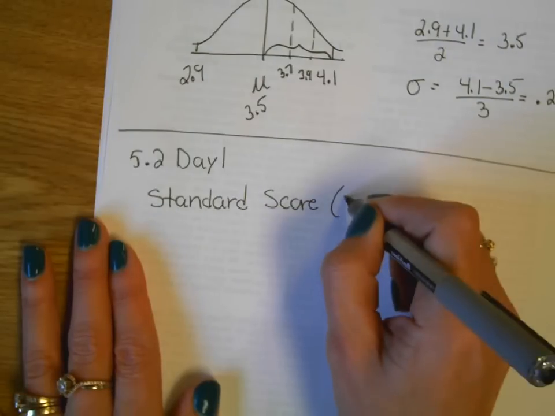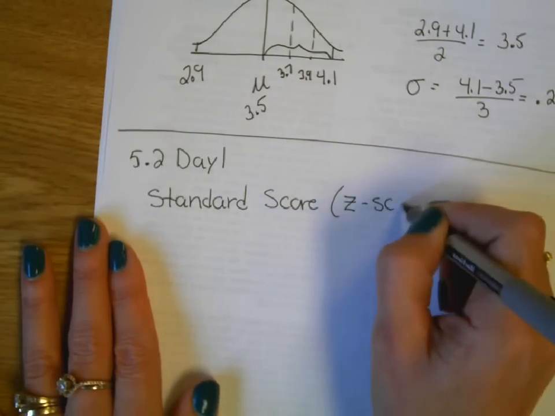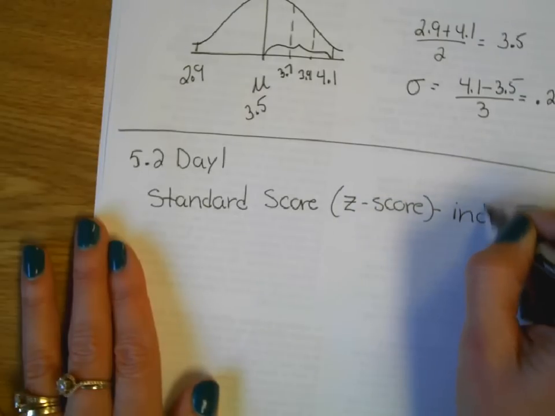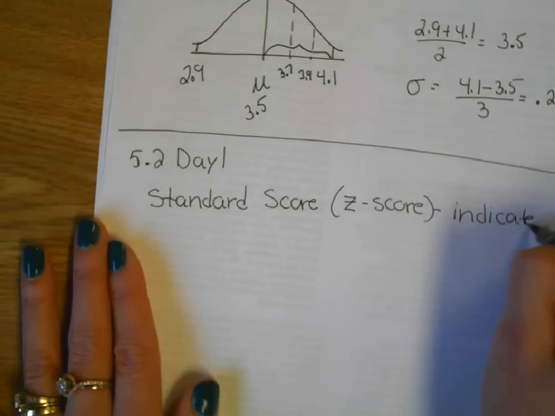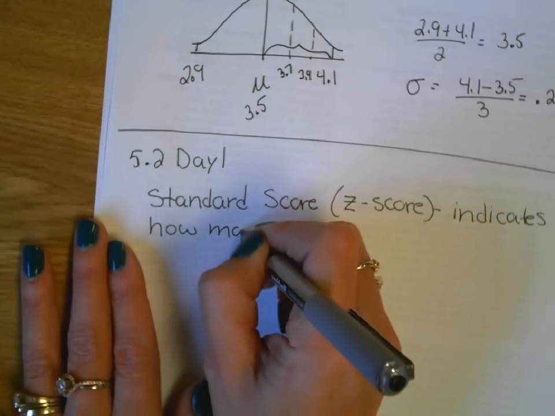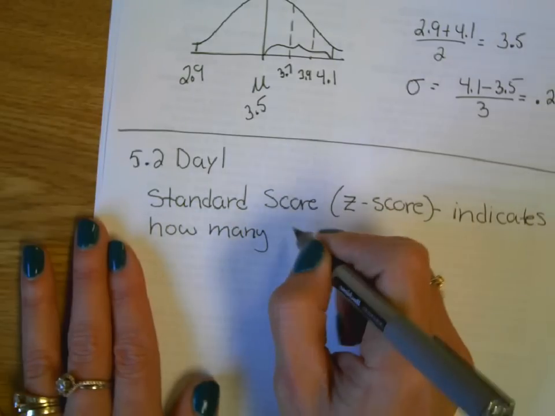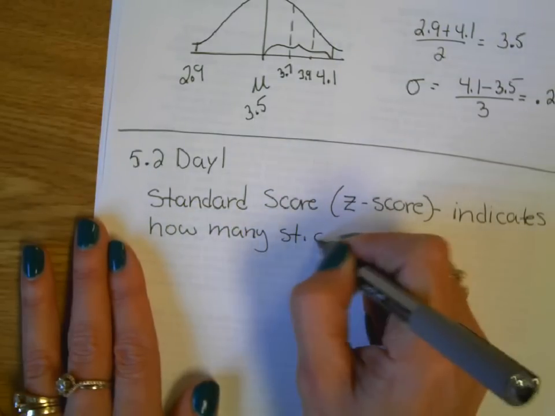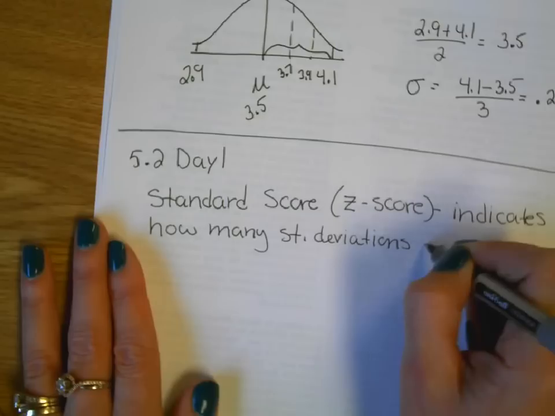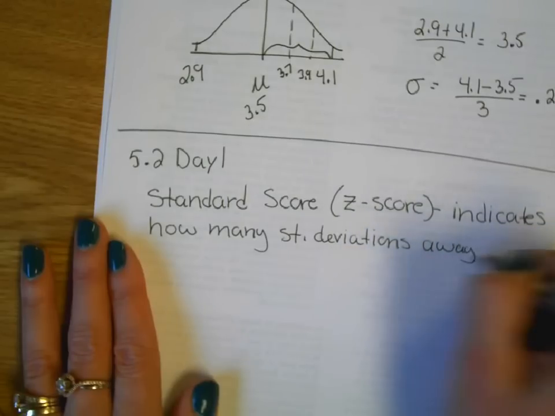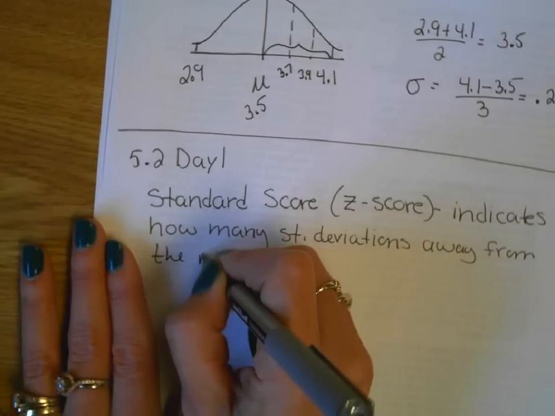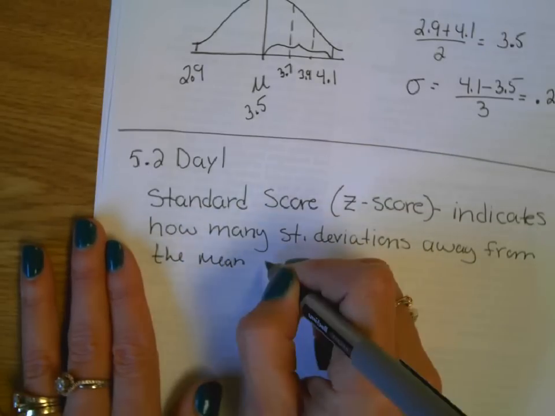Standard score is a z-score. Indicates how many standard deviations away from the mean that a value is.